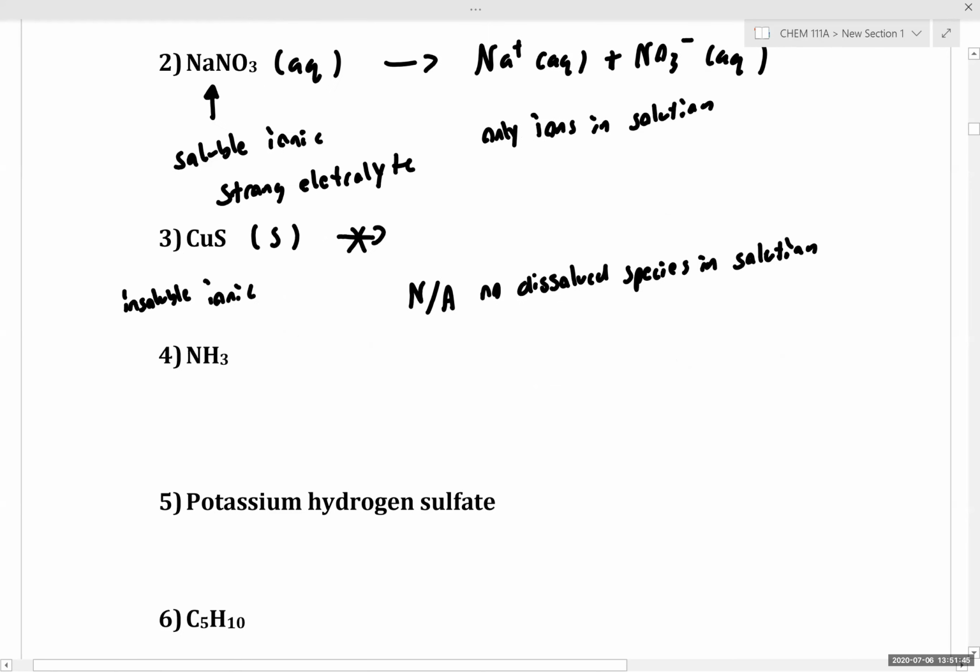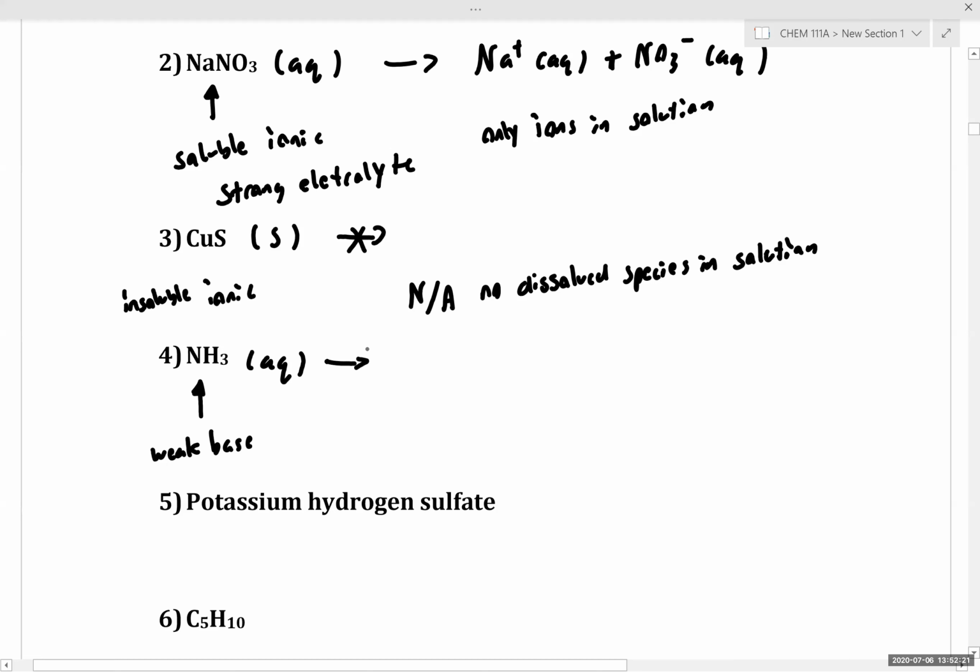Okay, let's do another one. Ammonia. What type of species is ammonia? Is it an ionic compound? Is it an acid? Is it a covalent compound? What's the best way to describe ammonia? It's a covalent compound. And what type of covalent compound? Is it an acid? Is it a base? It's a weak base.